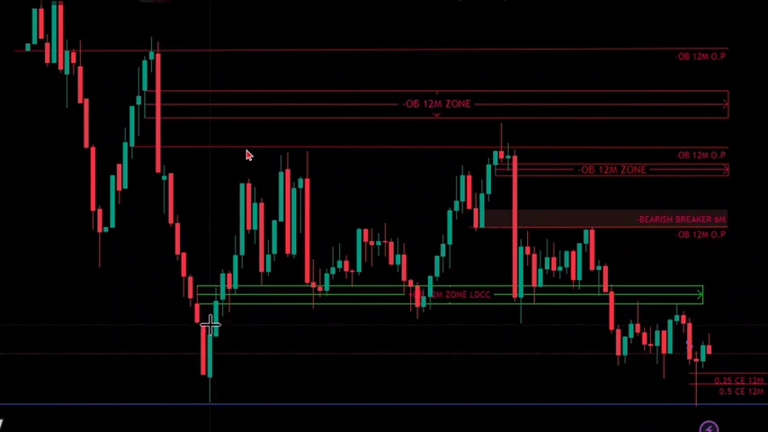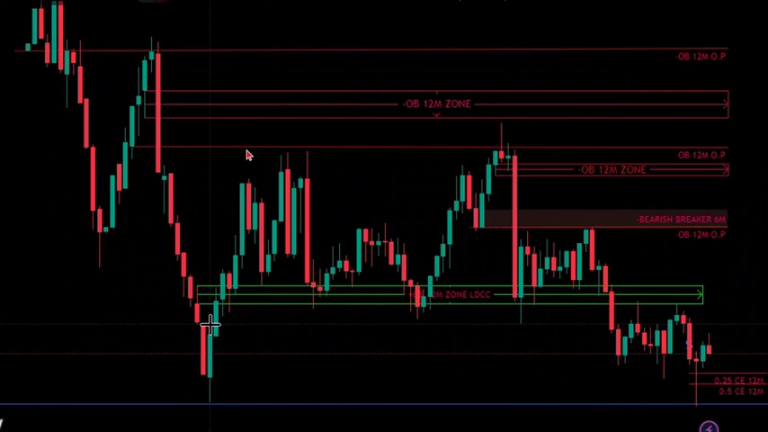Now, how many times did price come down there? It came down there once. Okay, so what I'm saying is you see how price is respecting the last down close candle opening price and the second to last down close candle opening price, which is a 12-month order block zone.